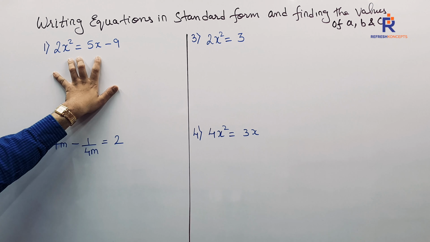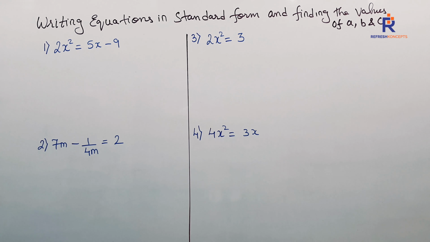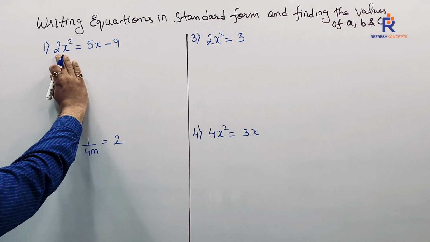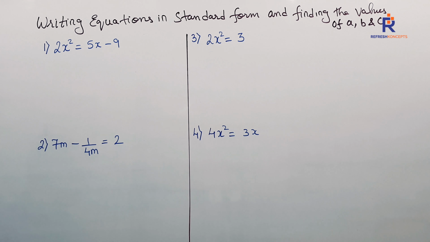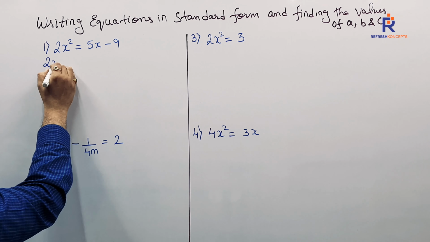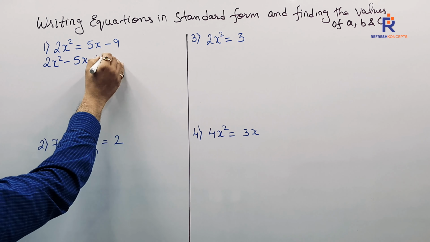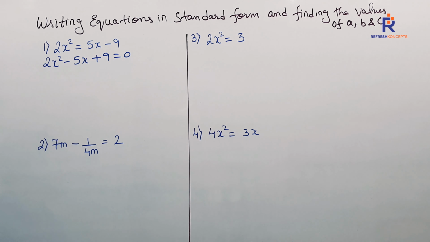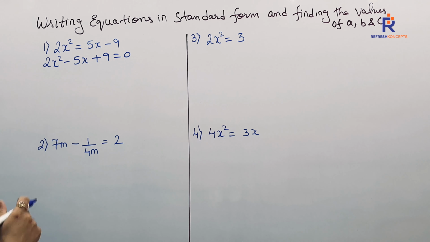Not only do we need to write down the standard form, simultaneously we need to find the values of a, b and c. So we start our sum. The first question given to us is 2x square is equals to 5x minus 9. Is it in the standard form? Indeed not. So first convert into the standard form, which is ax square plus bx plus c equals to 0. So 2x square, bring this here, minus 5x plus 9 equals to 0. Plus 5x when it comes over here becomes minus 5x, minus 9 comes over here becomes plus 9.